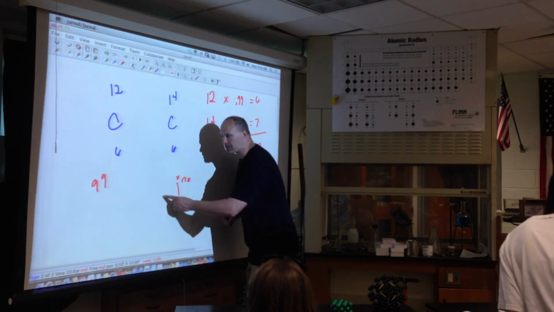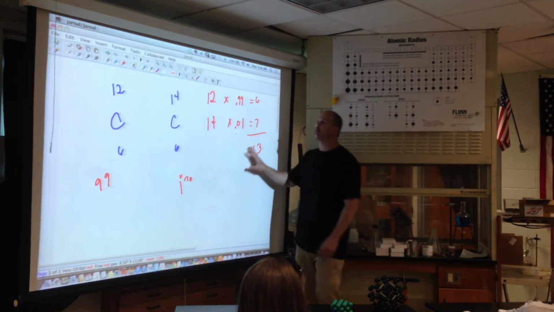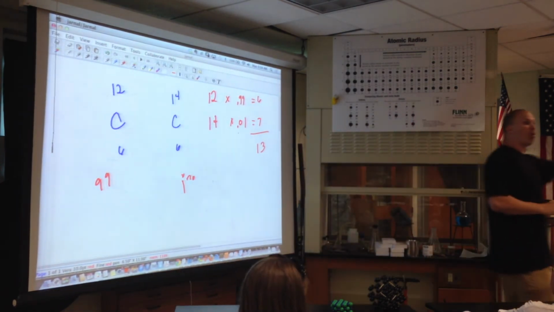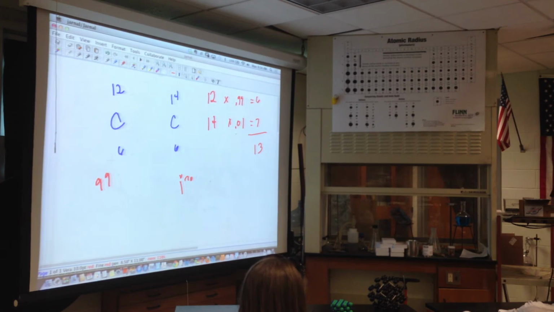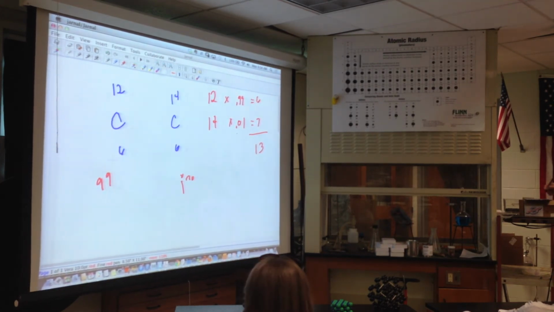Move the decimal place two places over. I'd find these percentages and add them together, and these numbers would be close to 12. So all the numbers on the periodic table round off to the most what? Abundant isotope. So back to the periodic table.